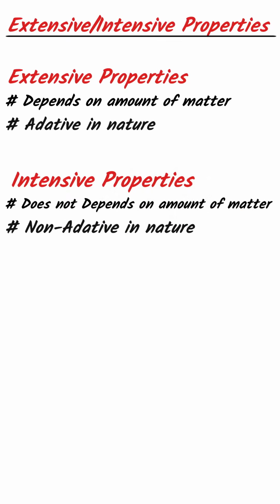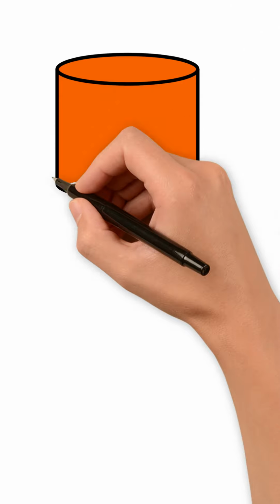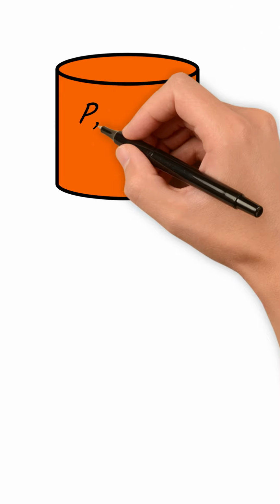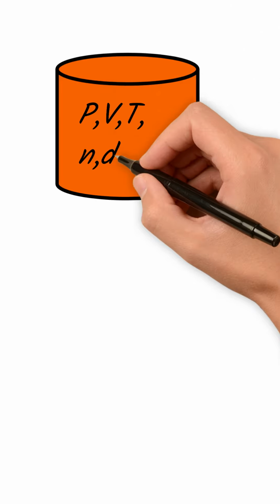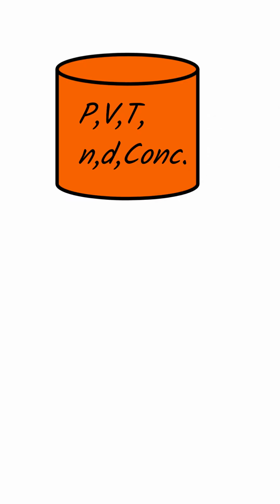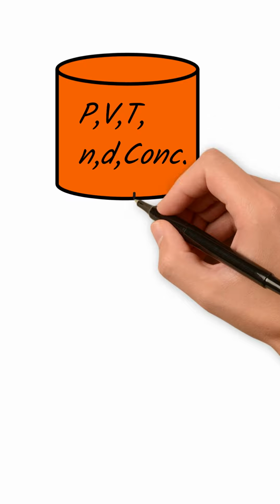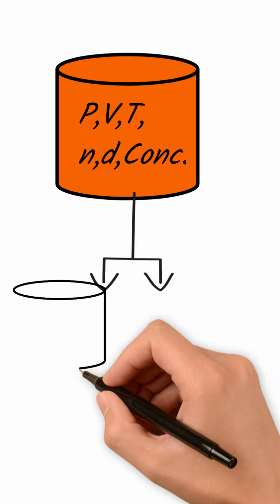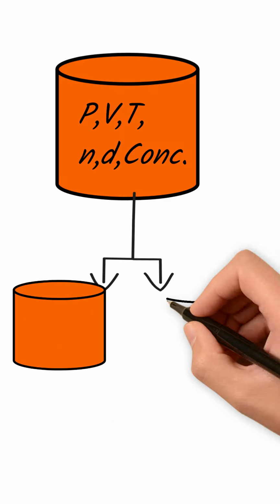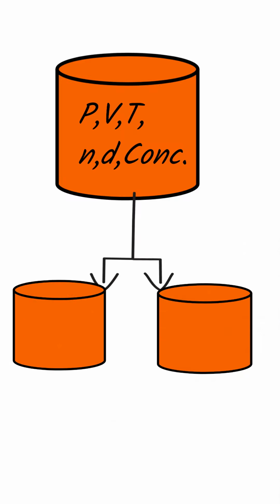To understand this, let's assume a container filled with air, having pressure P, volume V, temperature T, moles N, density D and concentration C. Now if we divide this container into two equal halves, which of the following properties do you think will change and which will remain the same?